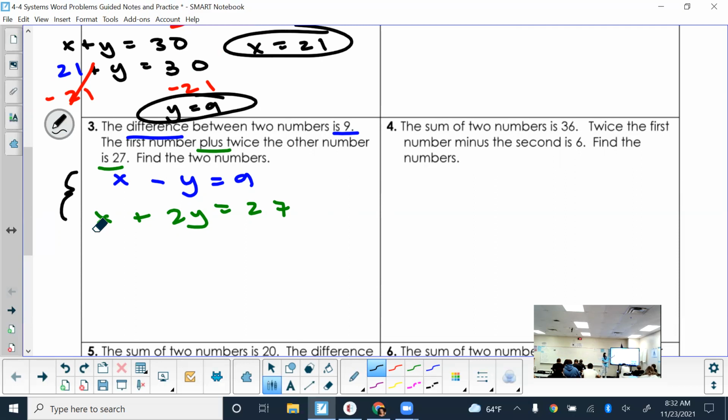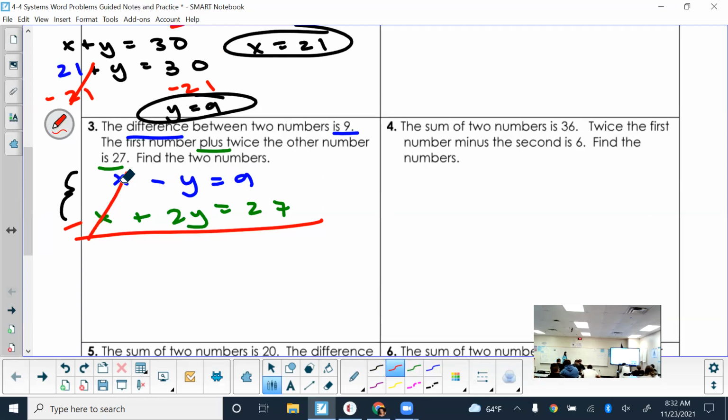So, do I have the common coefficient there, or do I need to make one? Good. On the x's, they both have a coefficient of 1. Do they have the same sign? Yes. So when it's the same sign, you're good. So same sign, subtract. S. So what's x minus x?